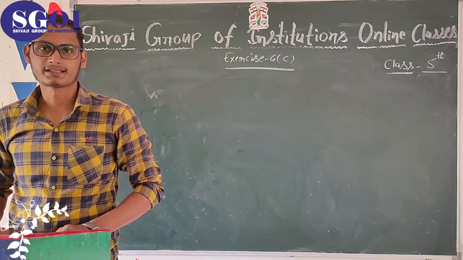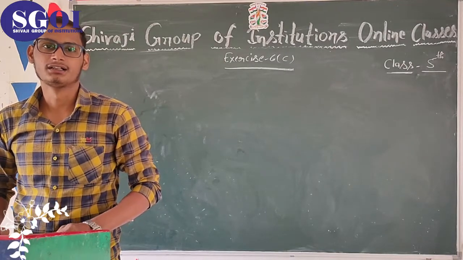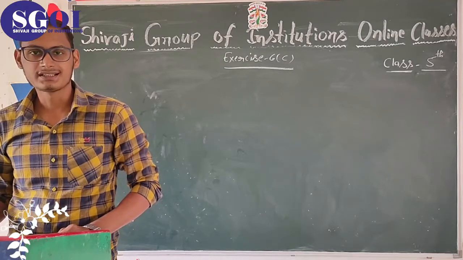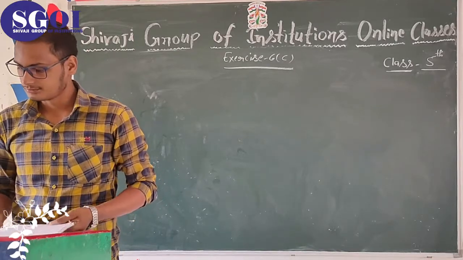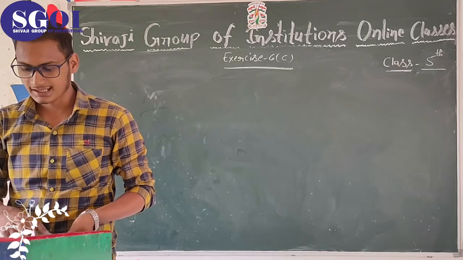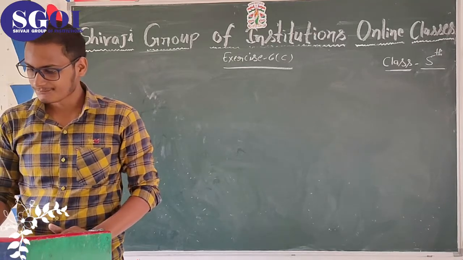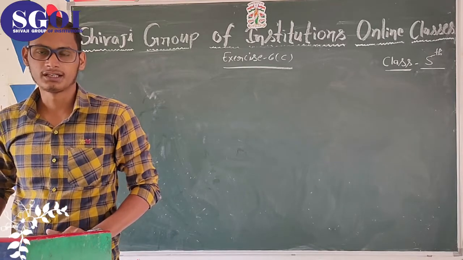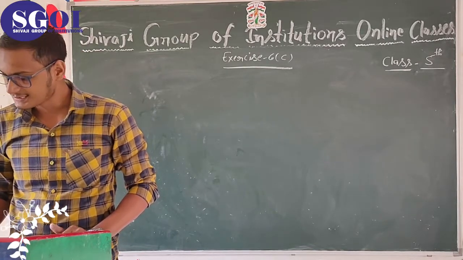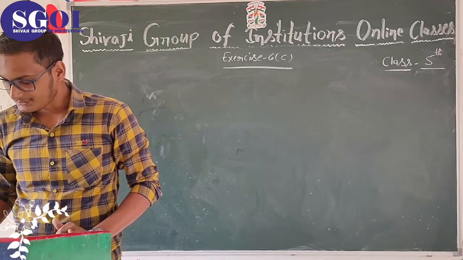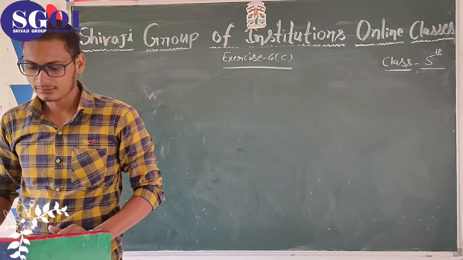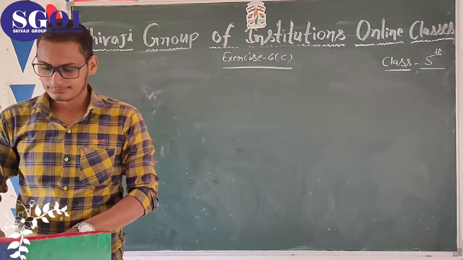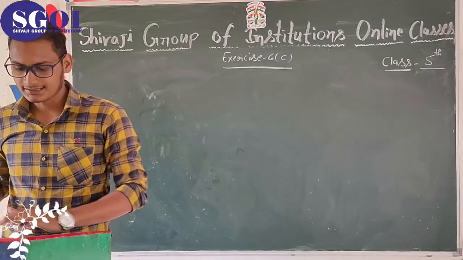So students, this is a maths class and we are doing chapter 6. The topic is divisibility rule. In previous classes we discussed the divisibility rules of 2 to 11. We are doing exercise 6C, and we have done from part A to part I. So we start from part J.